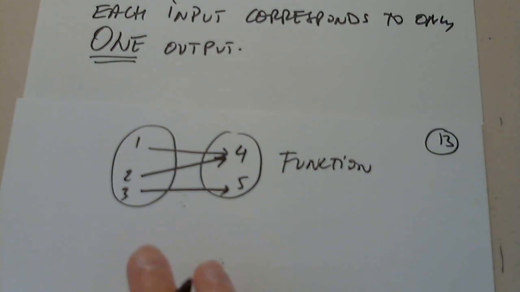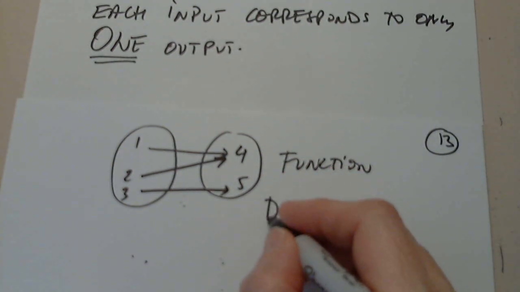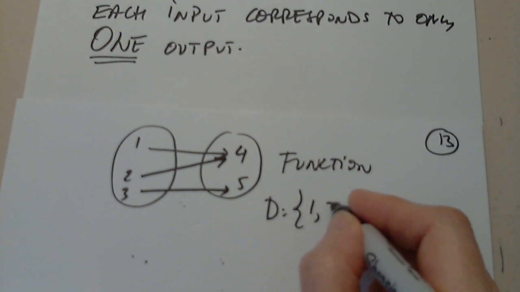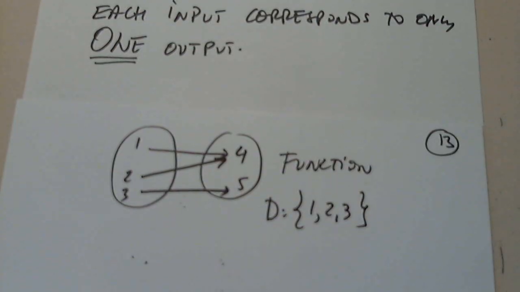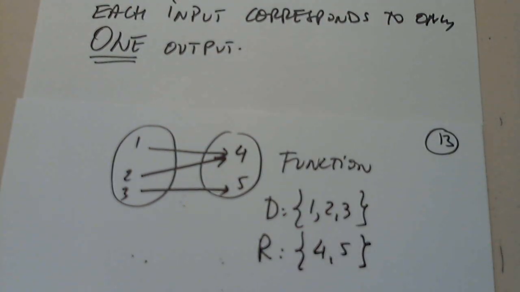Now, if I want to present the domain, here's how I present the domain for this function. 1, 2, 3. That's it. That's all it has. How do I present the range? Just 4, 5. There is nothing else. Any questions?